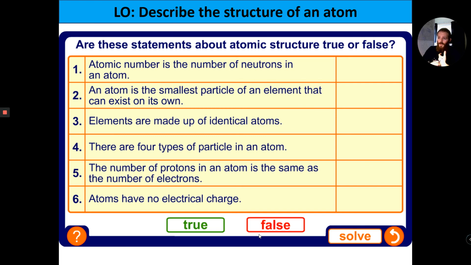So number one, atomic number is the number of neutrons in an atom. False. The atomic number is the number of protons in an atom, not the number of neutrons.